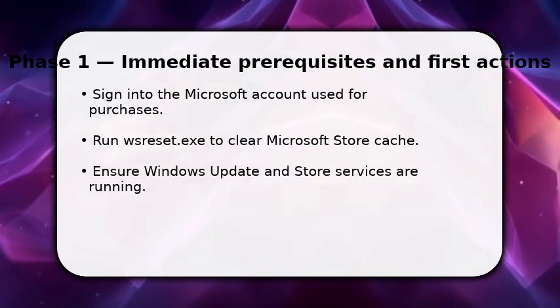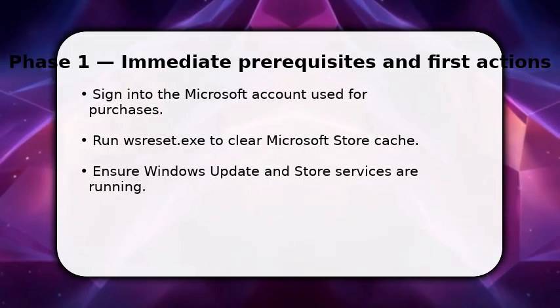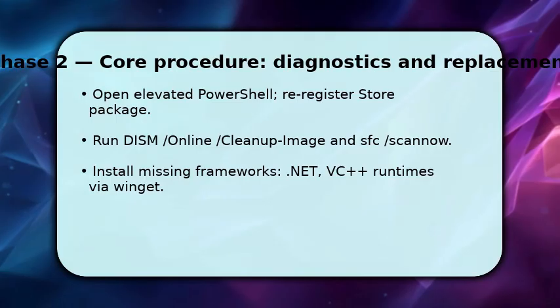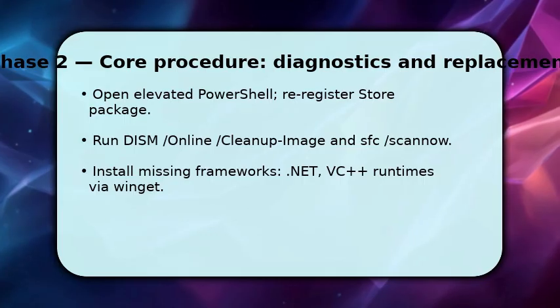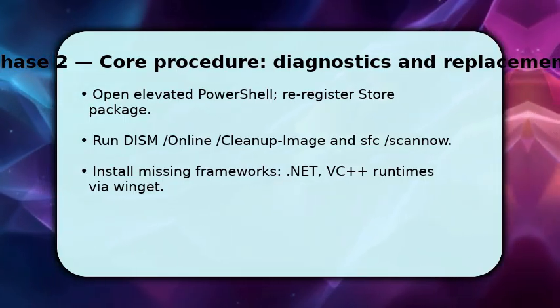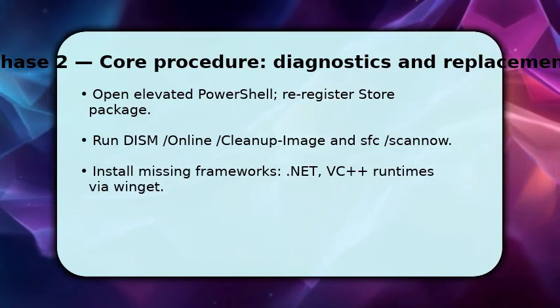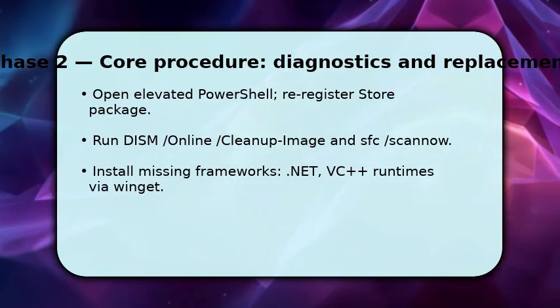Now, you re-register the store and repair system packages. Open PowerShell as administrator and run the re-register apps command for the store package. This forces the store to rebuild its dependency registry. Next, run dism /online /cleanup-image /restorehealth and sfc /scannow to repair corrupted system components that block package validation.